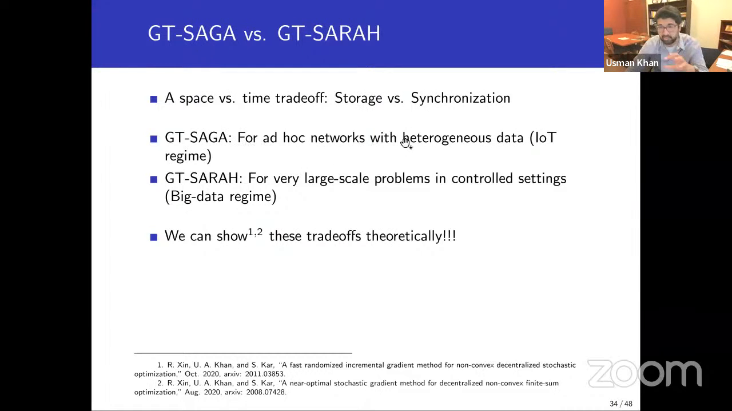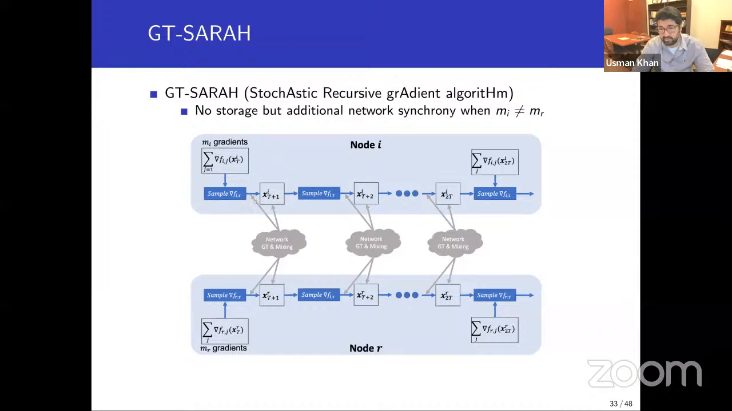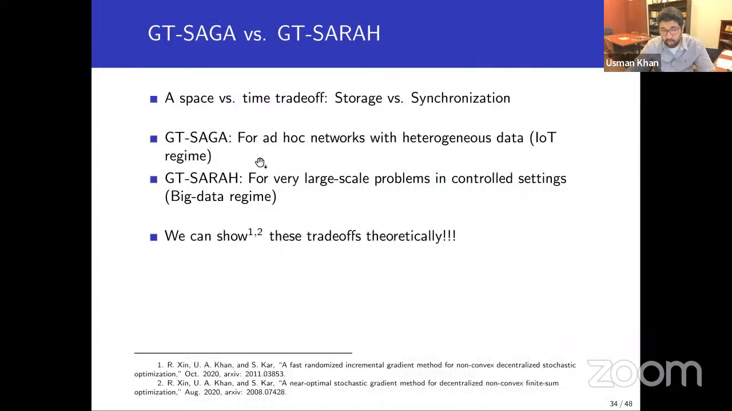One method works for ad hoc networks where the number of data points is potentially small. So this is what I described as the IoT regime. And in this regime, we have theoretically shown that GT Saga outperforms all existing methods. And in the second regime, which we call the big data regime, where we have controllable topology and potentially a very large number of samples per machine, we have shown that the second architecture, which requires synchronization, is actually optimal, in that it meets the oracle lower bound that is set for minimizing finite sums of non-convex functions.